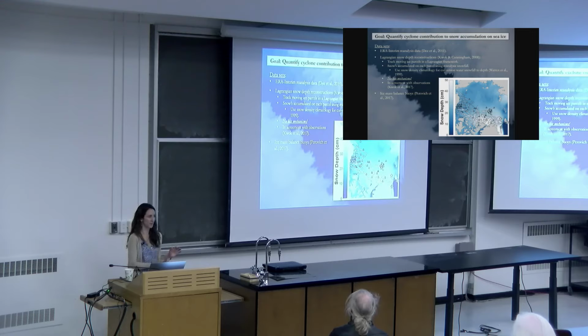Because we don't have a lot of observations of snow, we have to model it, remember? So we're tracking these ice parcels as they drift throughout time. We have satellite data that tells us where it is. And we can accumulate snow on that ice parcel over time using reanalysis snowfall. We convert the snowfall to snow depth using a climatological snow density.